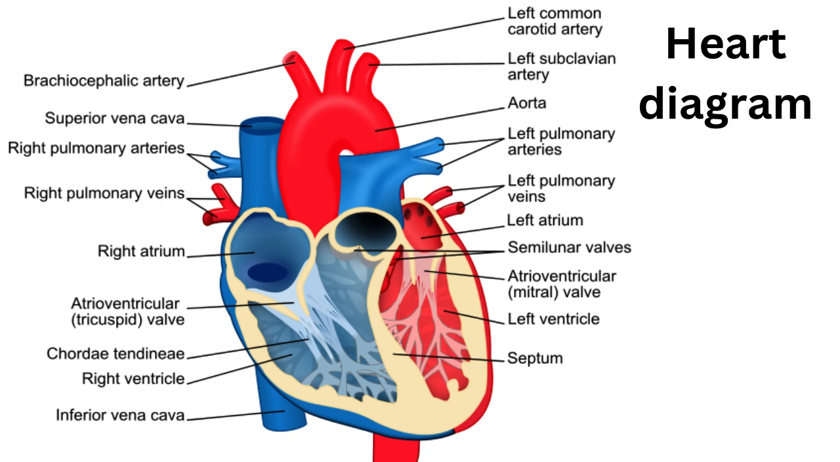the heart muscle. The heart muscle, also called the myocardium, contains specialized cells called cardiomyocytes that contract and relax in a coordinated manner to pump blood out of the heart.